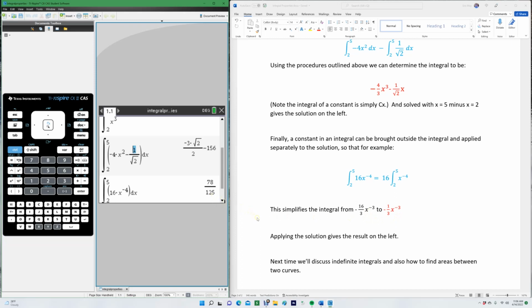Next time we'll discuss indefinite integrals and also how to find areas between two different curves.